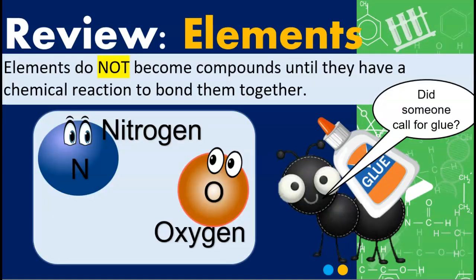So let's review the vocabulary real quickly. Let's look at the word elements. You remember elements are pure substances made of all the same type of atoms. And also remember when we talked 2 days ago about compounds that elements do not become compounds unless they have a chemical reaction that binds them together.